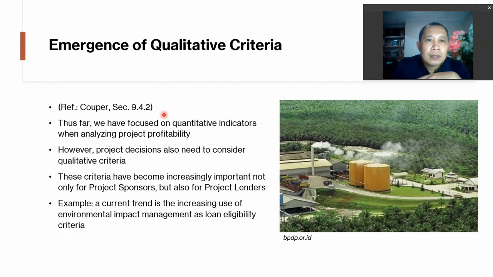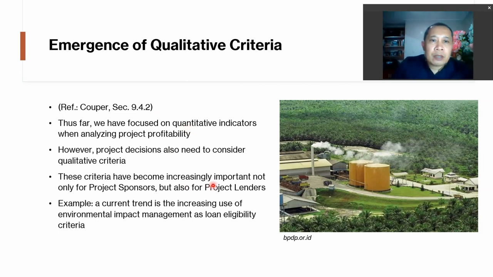And this is the reference for qualitative profitability criteria. So thus far, we have focused on quantitative indicators when analyzing and deciding on the project profitability. However, actually in real life, project decisions also need to consider qualitative criteria. In fact, there are examples in real life projects where qualitative criteria actually override the quantitative economic considerations.